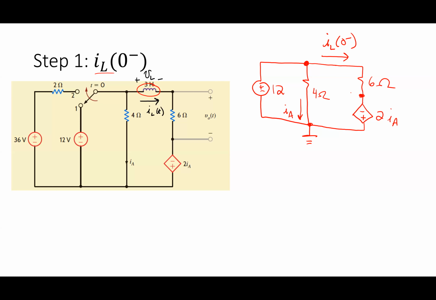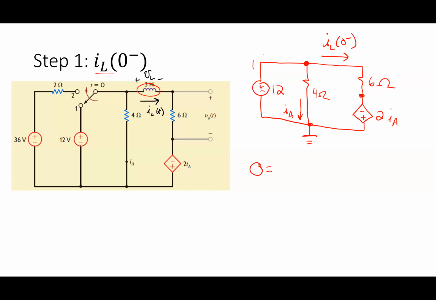What do I really have to do? I just have to figure out what IL of 0 minus is, right? How do I figure out what IL of 0 minus is? I would actually just do a KVL in this particular case, and I'd do a KVL around the outer loop. Okay, so what would that look like?